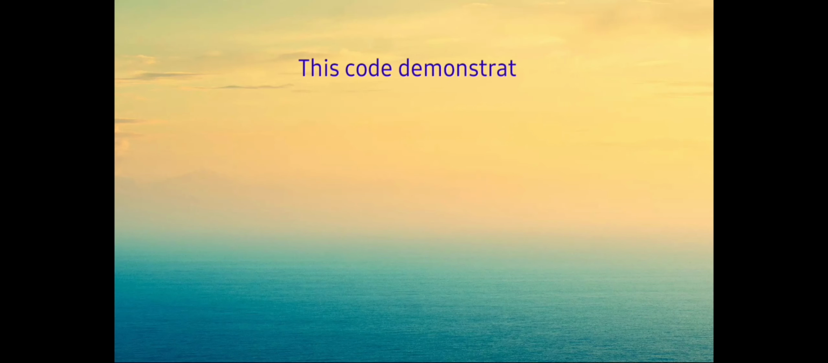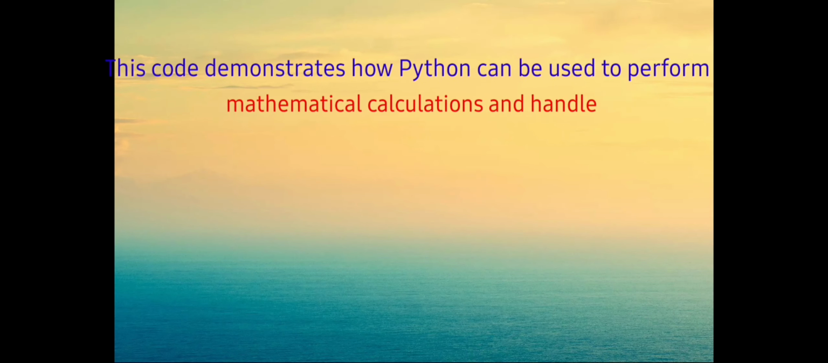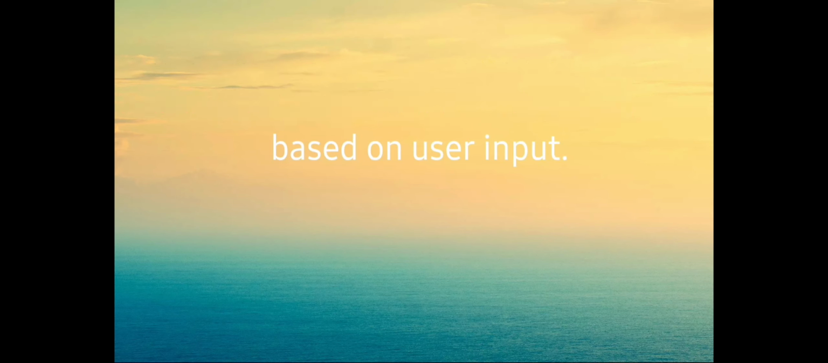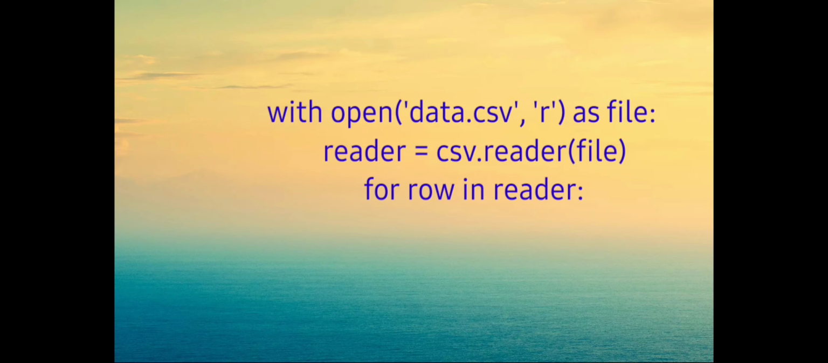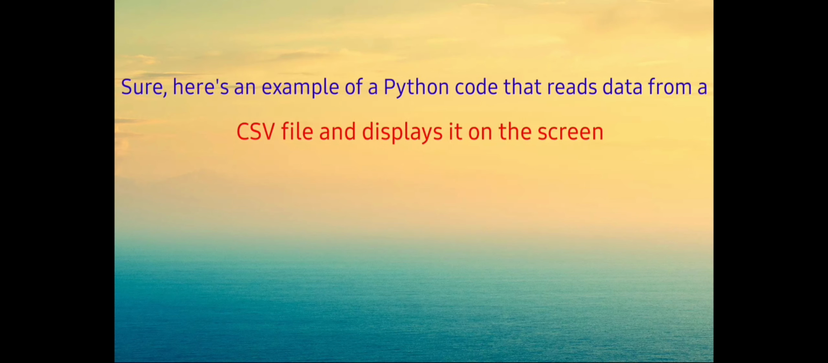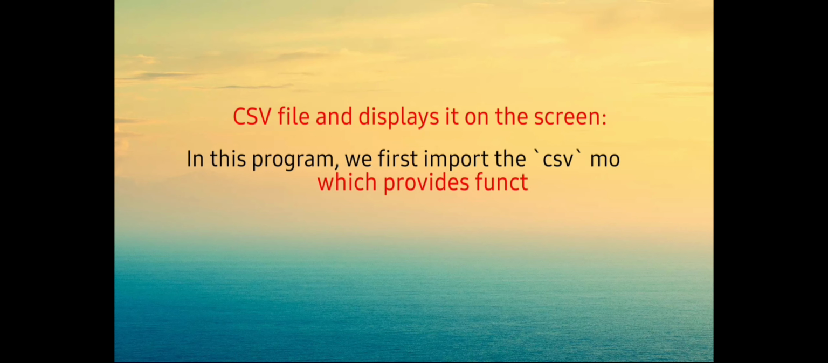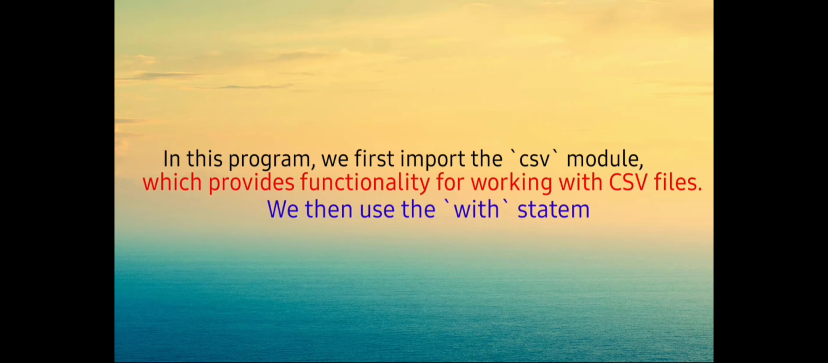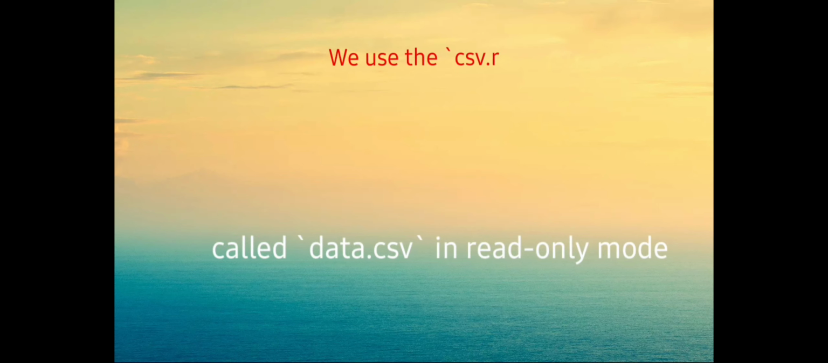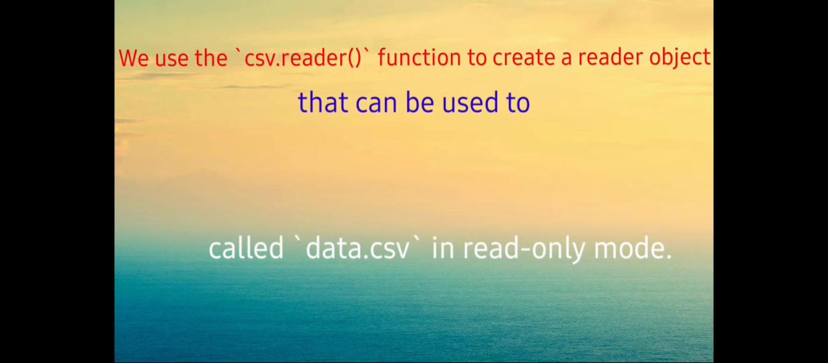In this program, we first import the CSV module, which provides functionality for working with CSV files. We then use the with statement to open a CSV file called data.csv in read-only mode. We use the csv.reader function to create a reader object that can be used to read the data from the file. We then use a for loop to iterate over each row in the file and print it to the console or command prompt using the print function.